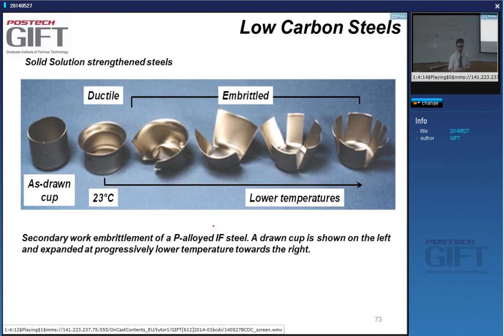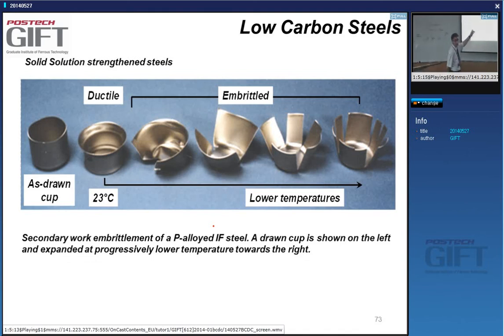But it turned out that there is a phenomenon called secondary work embrittlement that was observed. That means, take for instance, you make a cup, yes? You form a cup made of a phosphorus alloyed IF steel, and the cup is perfect, it doesn't break or anything. But what happens, and this happens often in press shops, is that when you press a part you don't press it at once. It can go through different press stages. So during this processing, you deform already deformed material.